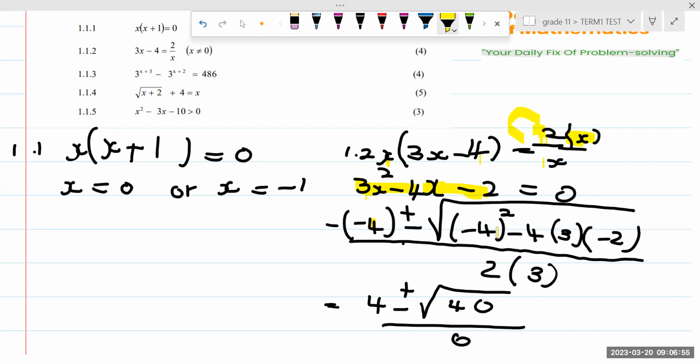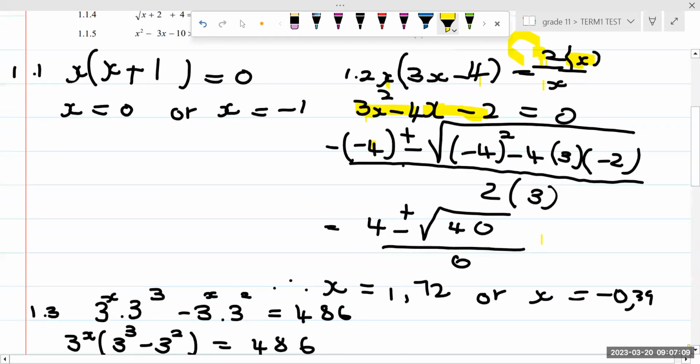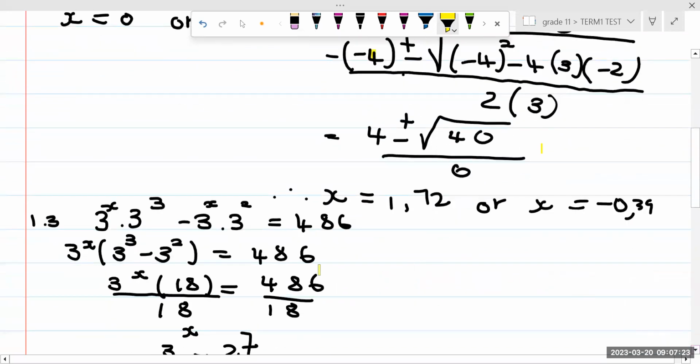So now the whole thing under the root will be 40. So this is going to be 4 plus or minus root of 40, all over 6, since 6 is 2 multiplied by 3. Now you punch it in the calculator: the positive side gives x is equal to 1.72, and the negative side gives negative 0.39. So then we're done with number 2.